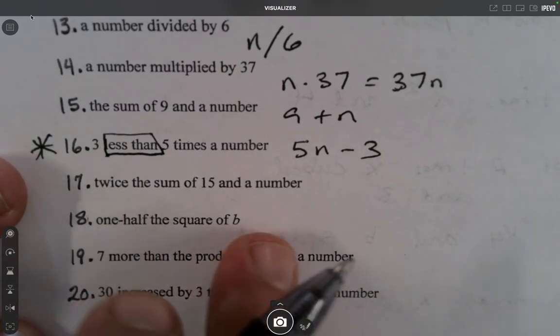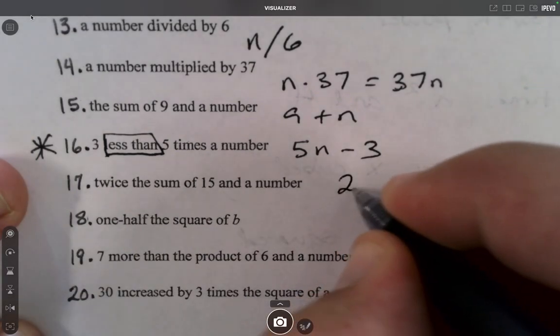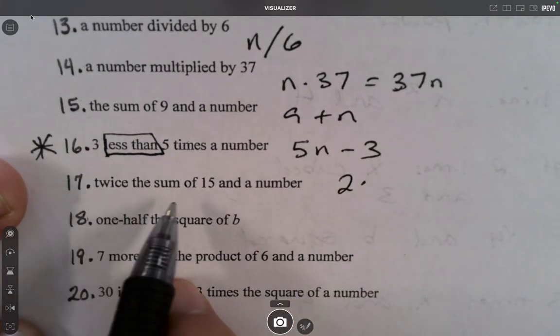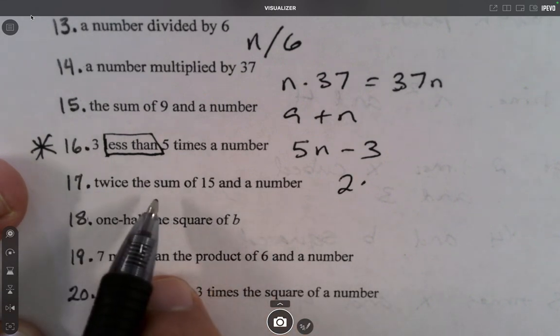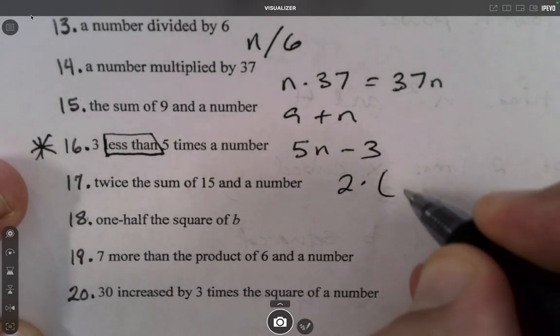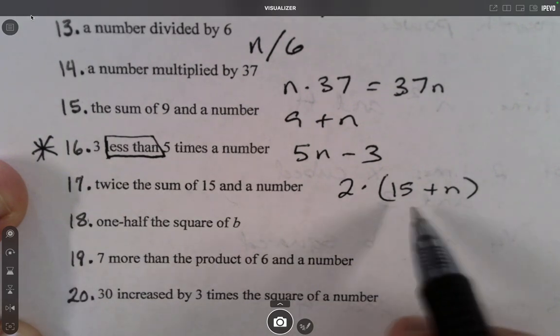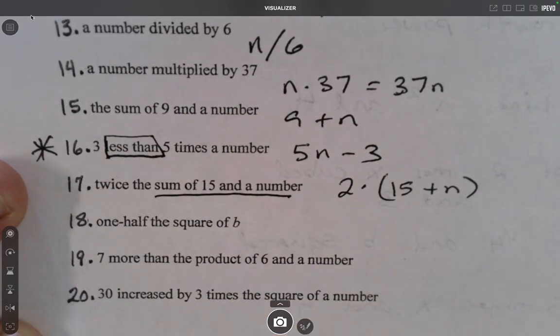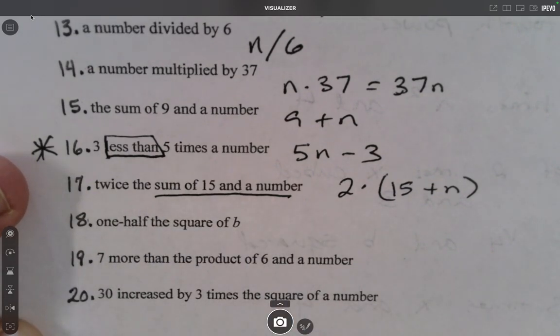Okay, 17 is not an exception, but it is something new we haven't seen yet. This says twice the sum. So twice means 2 times, so let's go and write that twice, but it's twice the sum of 15 in a number. So it's not just twice the 15, it's twice the sum. So I need to put parentheses around 15 plus n, because that 15 plus n is the sum of 15 in a number, and we need to be twice that much. So we would need to add those together, then multiply by 2. So twice the sum of 15 in a number.